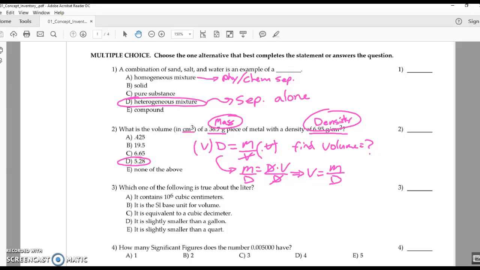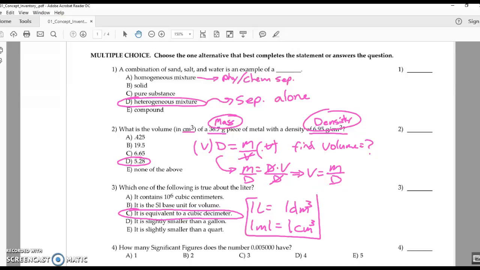Number 3, which of the following is true about the liter? Let's see, this is kind of tough. You might have to do a little bit of research in the slides or the book, but a liter is equivalent to 1 decimeter cubed. 1 milliliter is equal to 1 centimeter cubed. Oh, back up. You have to memorize this.